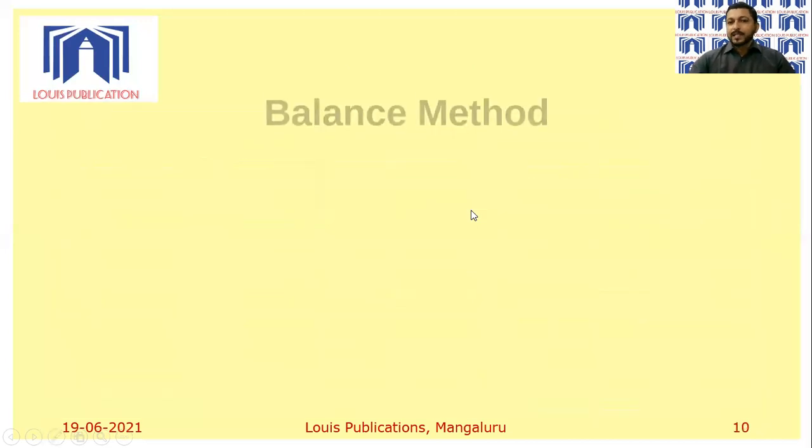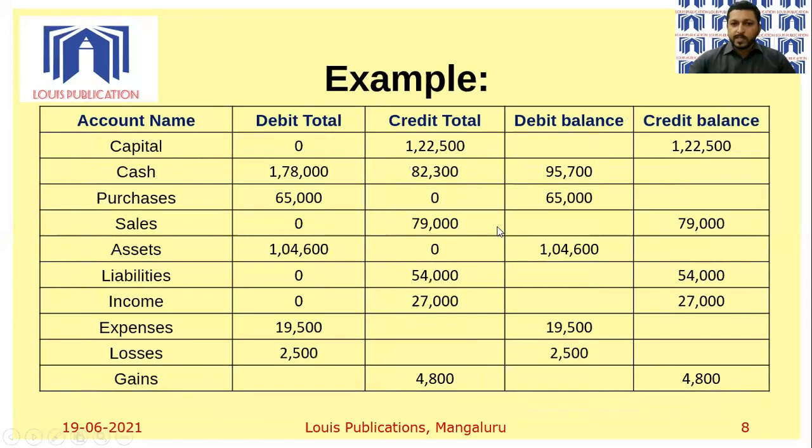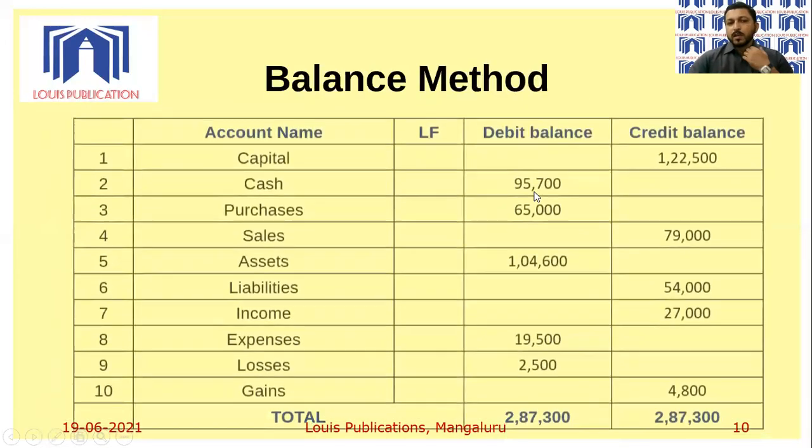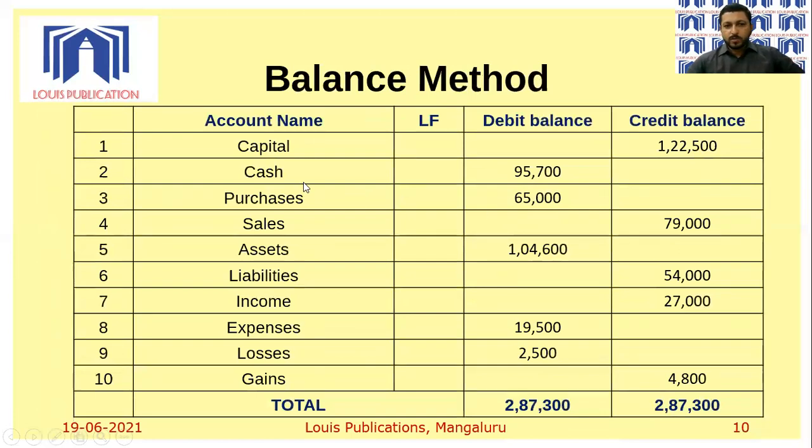Let's move to the balances now. So before we go to balances, let's look at the example once again. So these are the things, debit balance and credit balance we are going to record. So 1,22,500 in capital account, credit balance, cash 95,700, debit balance. So likewise, we will go ahead. So let's look at the balance form of trial balance now. So I have recorded the names of the accounts and I record debit balance and credit balance.